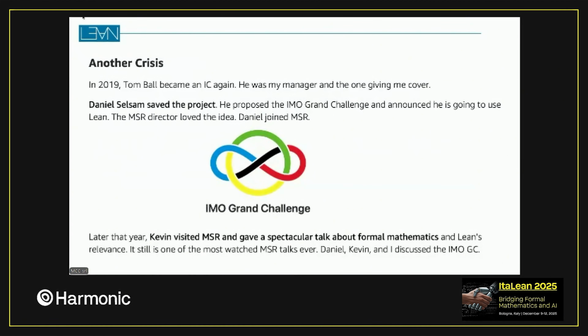Tom Ball, who was my manager, becomes an IC. IC is an individual contributor, which means that you are not a manager anymore. And here, in 2019, after 6 years, he's been giving cover for the project, saying no, the project should keep going. But he's not the manager anymore. The new manager wants to understand why the hell we spent 6 years building these proof systems.